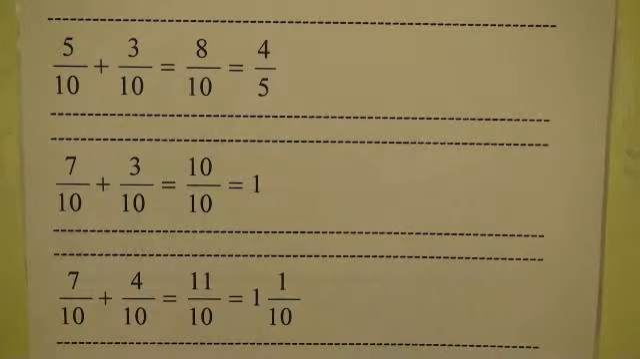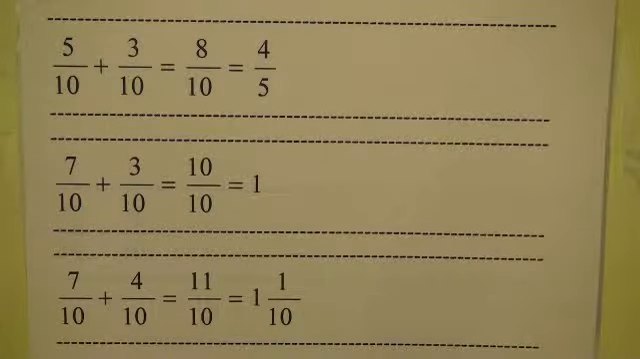In the second example, the numerator ends up being 10 and the denominator is 10. So sometimes the 2 fractions will add together to give you the whole number of 1. So you'll go ahead and reduce that down to a 1. And then also, the third example, you'll end up adding the numerators together. Again, 7/10 plus 4/10 is 11/10.